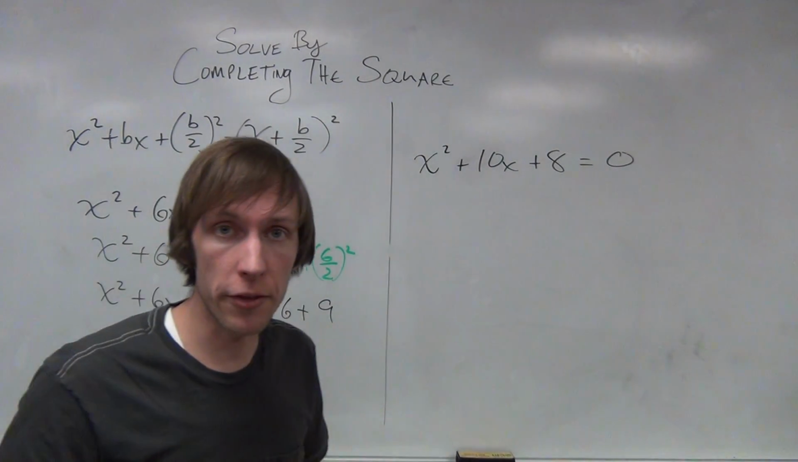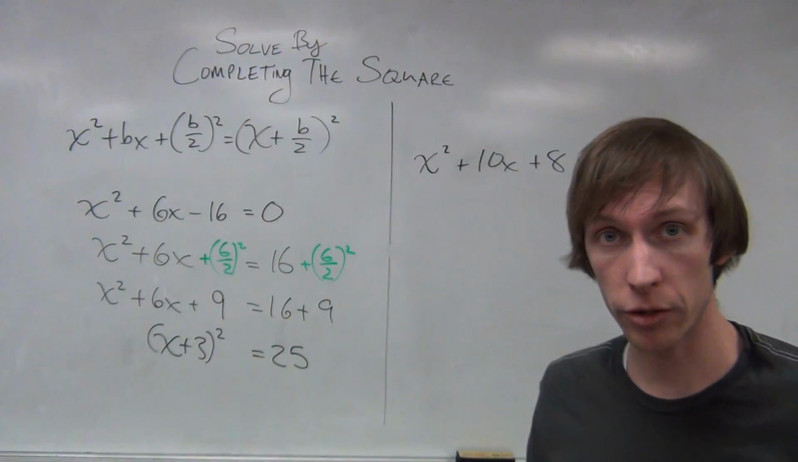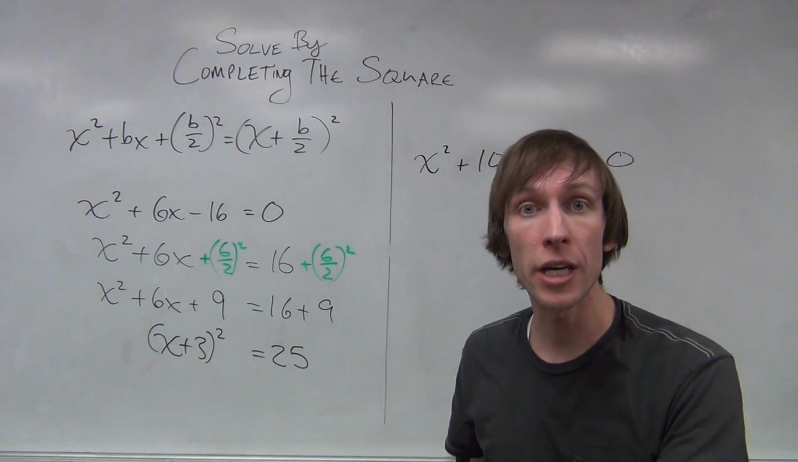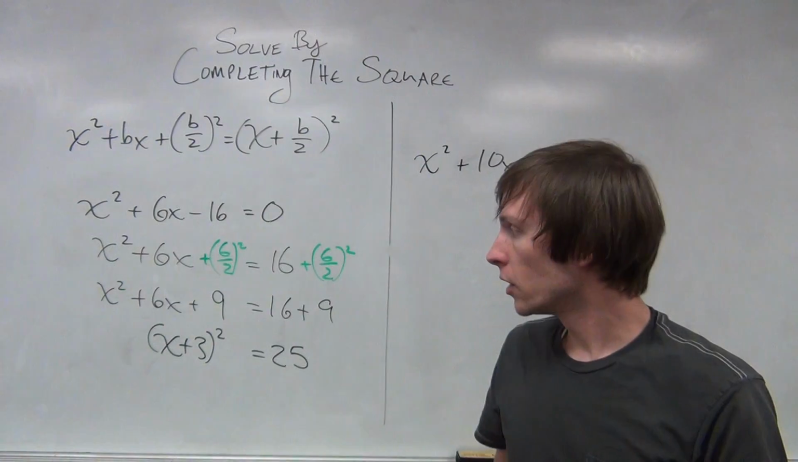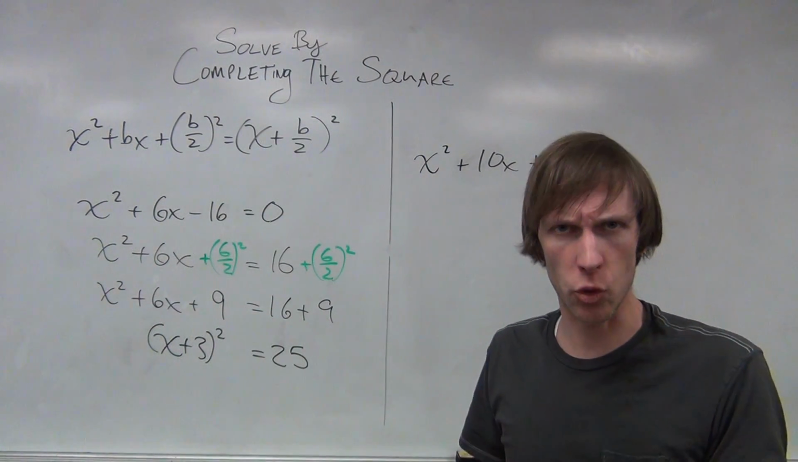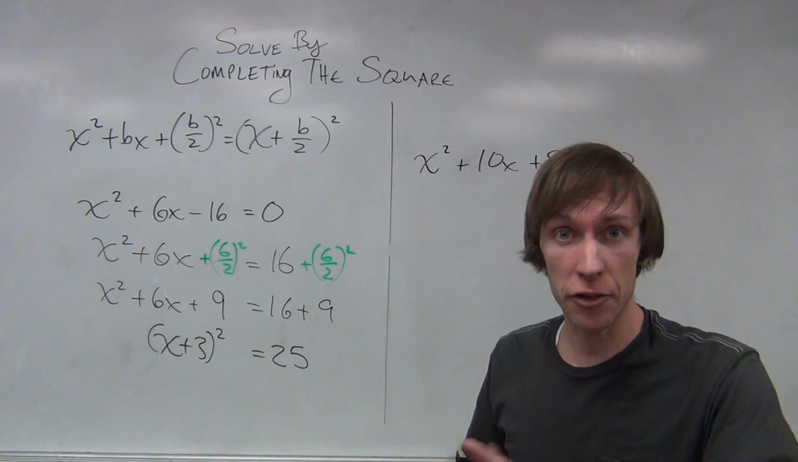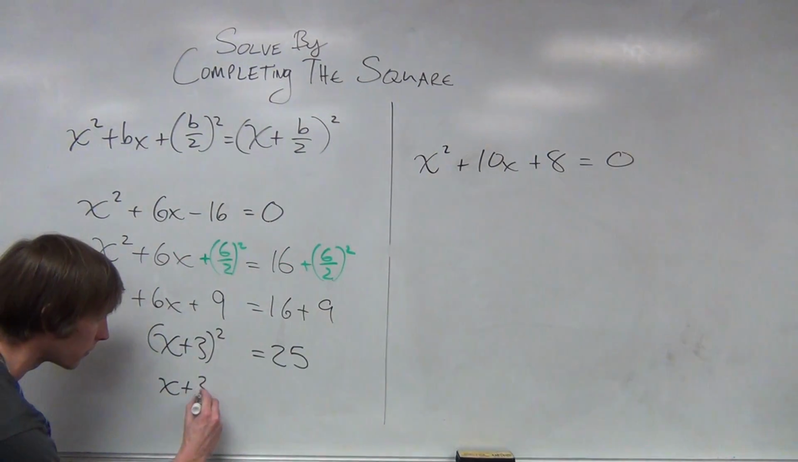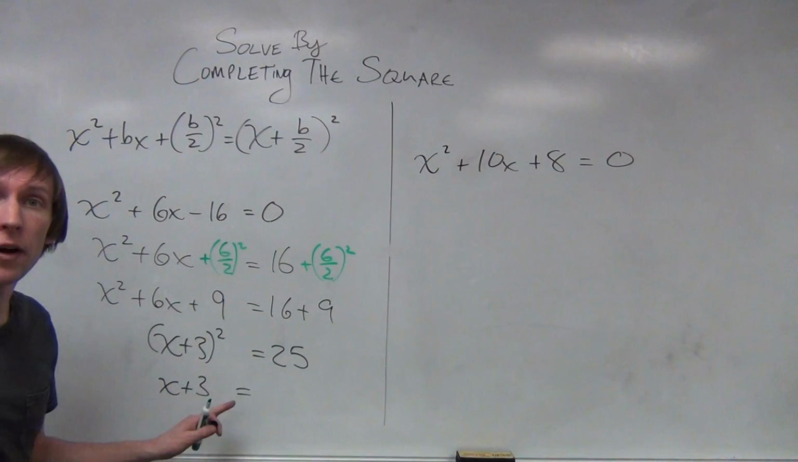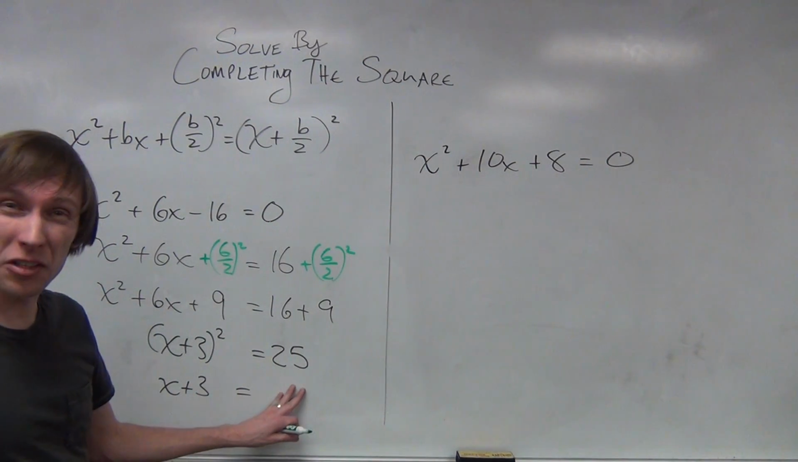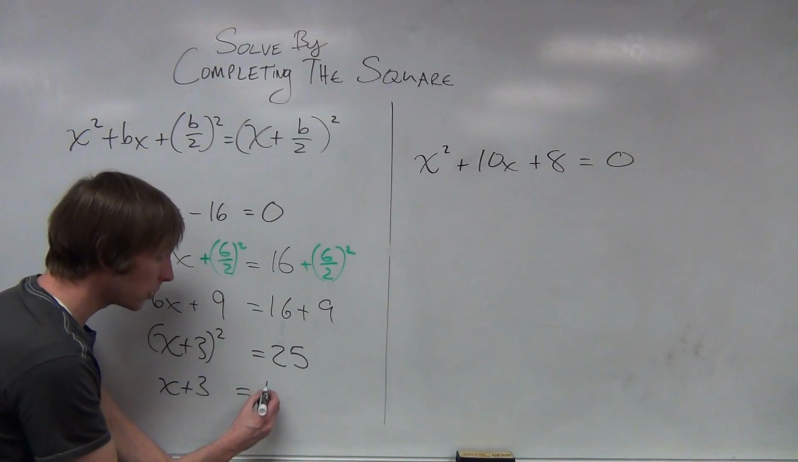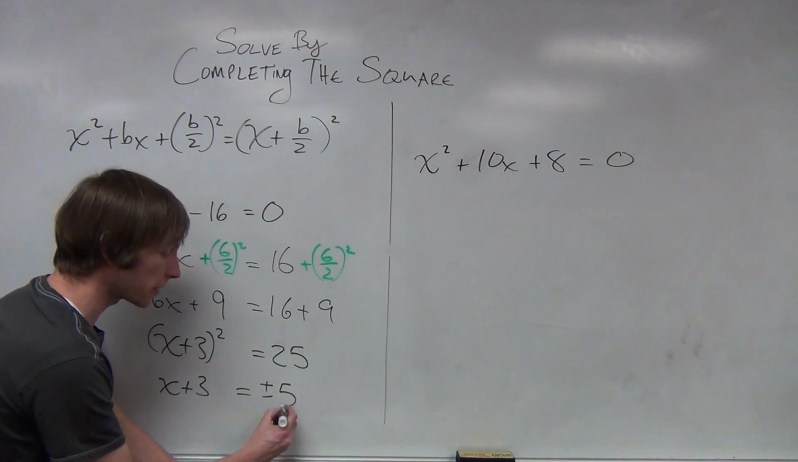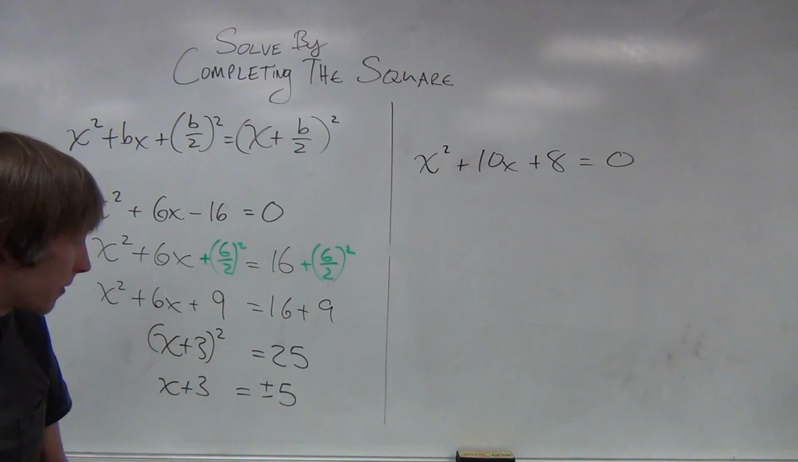Now I can solve this by taking the square root on both sides. Keep in mind we have a positive root and a negative root. So the square root of x plus 3 squared is just x plus 3, and the positive negative will sort itself out. But over on the right side, when we take the positive and negative square root of 25, we've got to be concerned about the fact that there's a positive 5 and a negative 5.